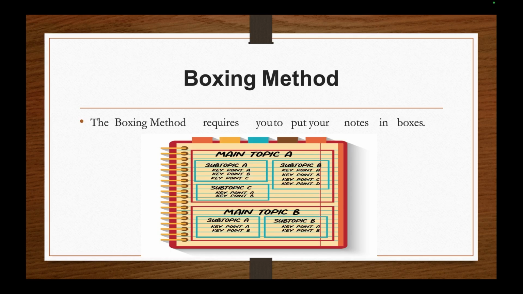Given the fact that your paragraphs come in 2 paragraphs, you can make 2 boxes and then you can write main topic A and main topic B, which could be the themes. And then in further boxes, subtopic A, key point A, B, C, subtopic B, subtopic C, so on and so forth. From this arrangement, whenever you need any relevant information for any question, rather than reading the entire paragraph again, you can refer to these notes and you can tick the correct answer.